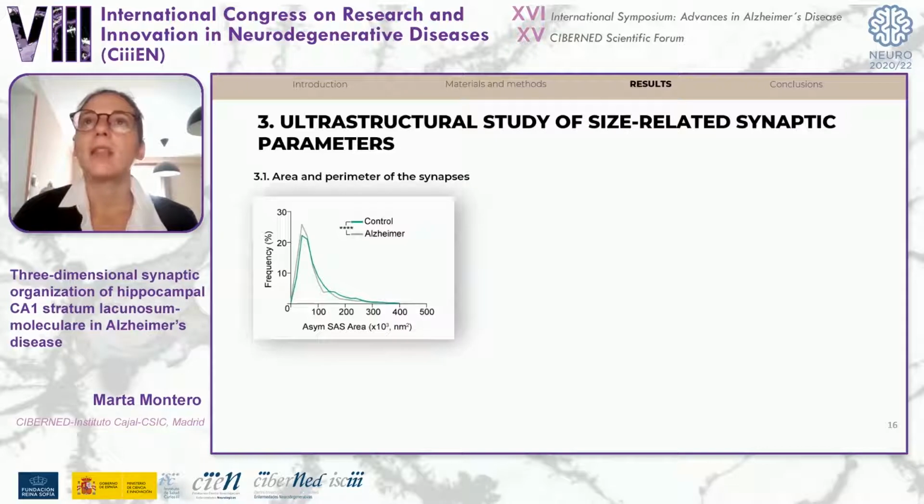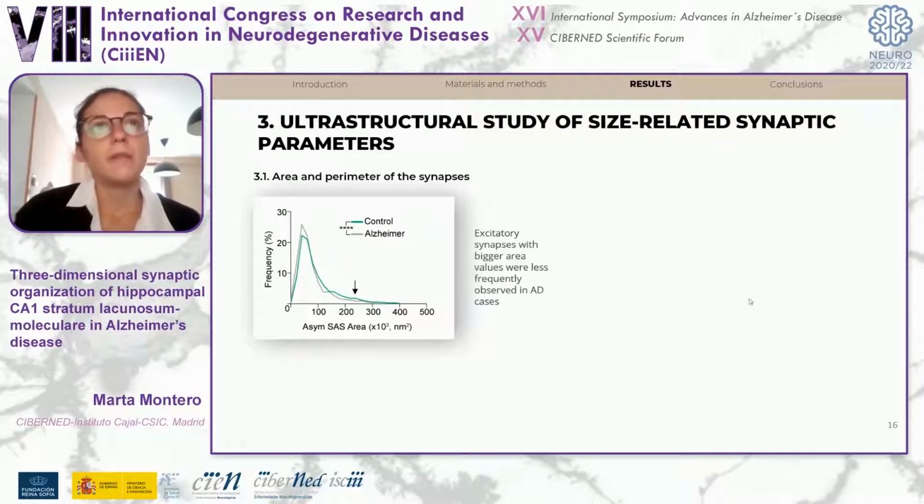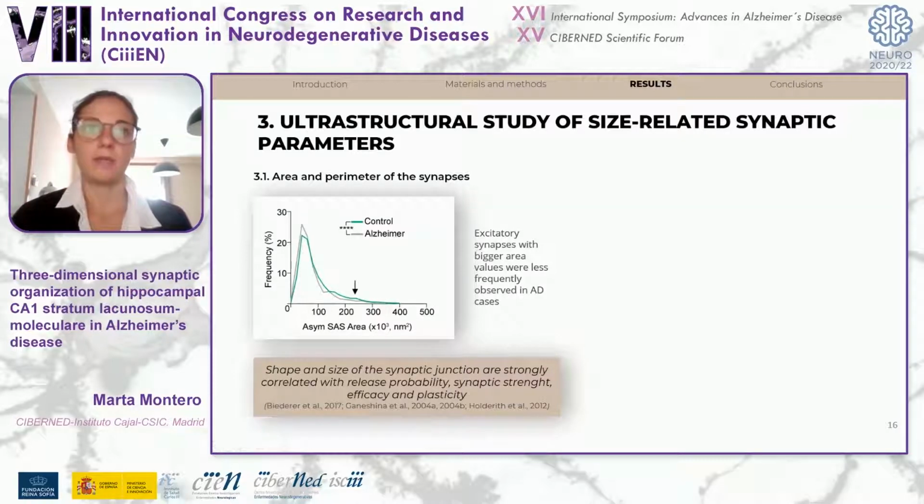Regarding the ultrastructural study of size-related synaptic parameters, although we did not observe differences in the mean area and perimeter synaptic values between the groups, we did observe that excitatory synapses with bigger area values were less frequent in Alzheimer's disease cases. So in that sense, the shape and the size of the synaptic junction have been strongly correlated to many synaptic efficacy parameters.